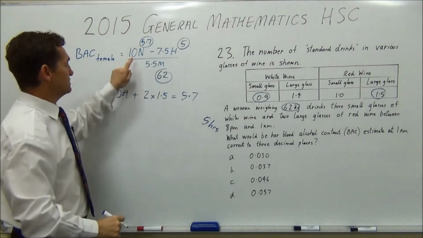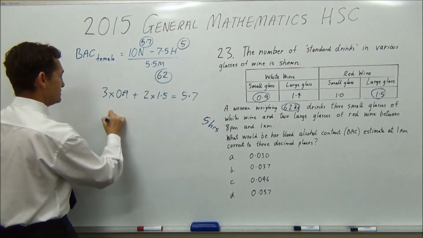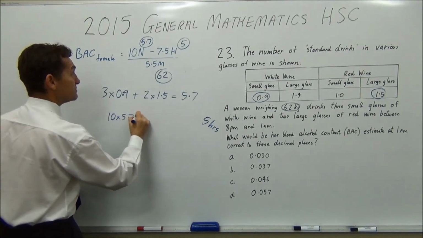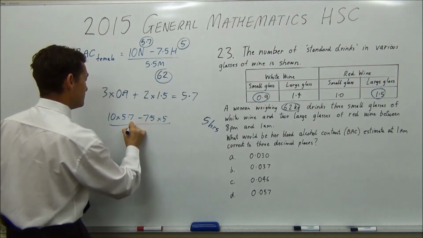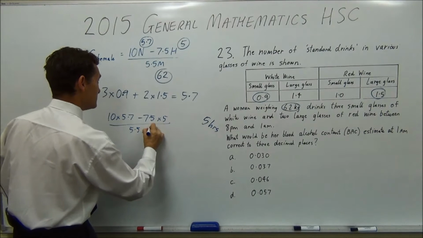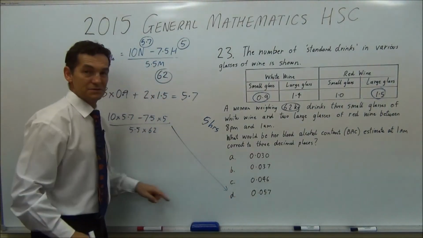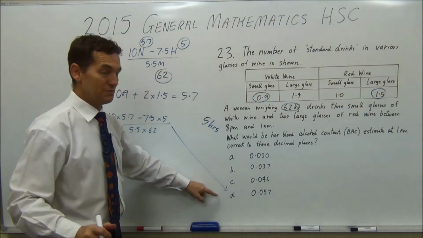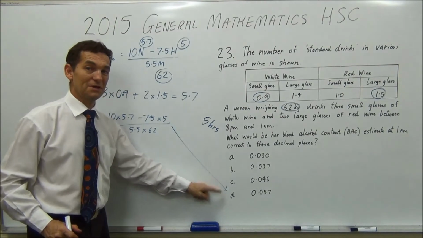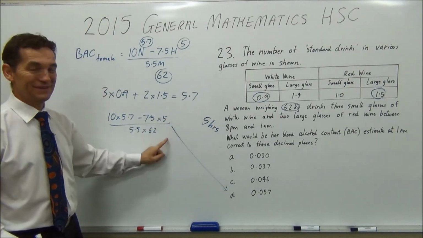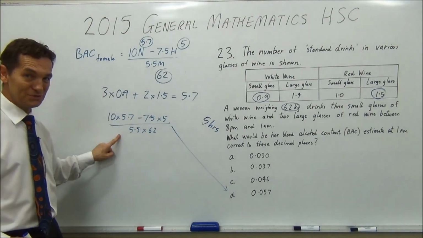The thing is, when you put all this in your calculator, you end up with 10 times 5.7 minus 7.5 times 5 divided by 5.5 times 62, and it equals 0.057. So if you're in a rush and you accidentally did that, you would have accidentally got it right. Now that doesn't always work, but in this case, that happened to work. But D is the correct answer, and that's the way you should do it.